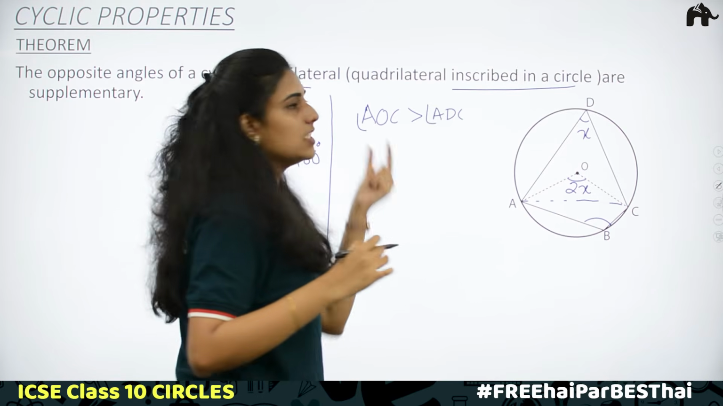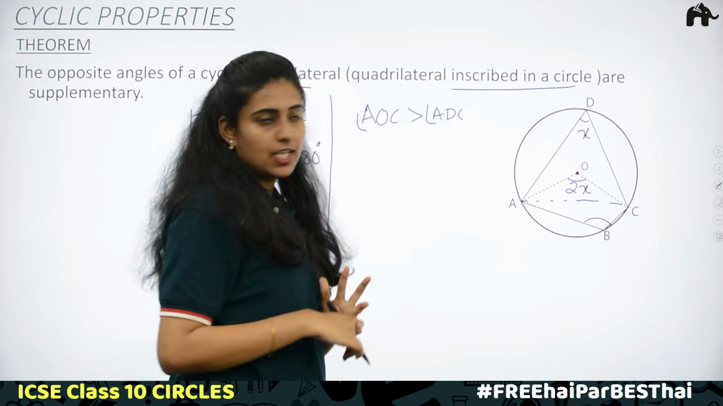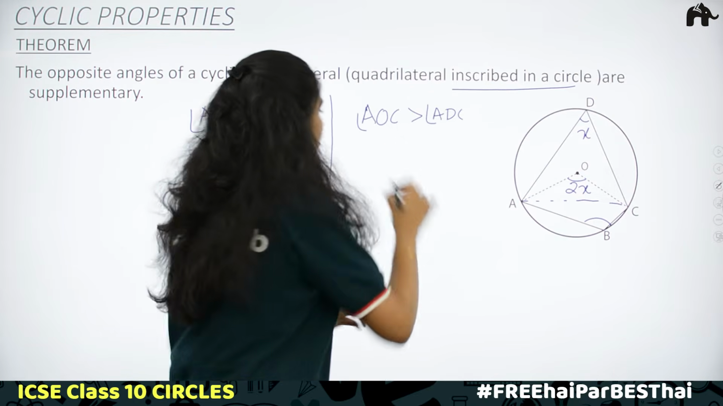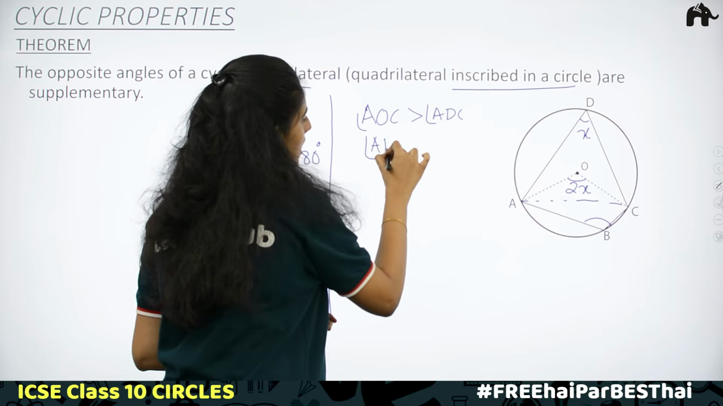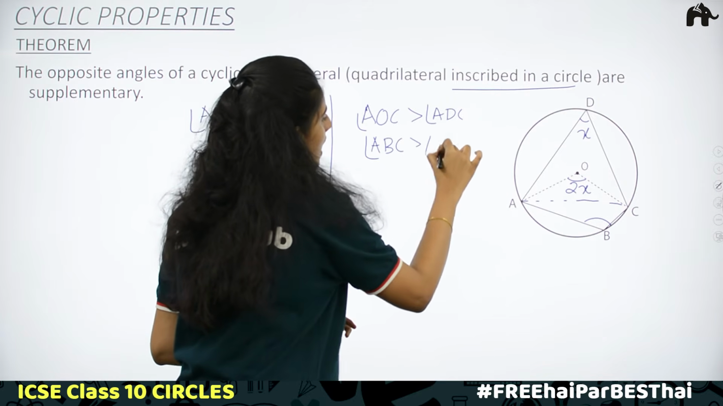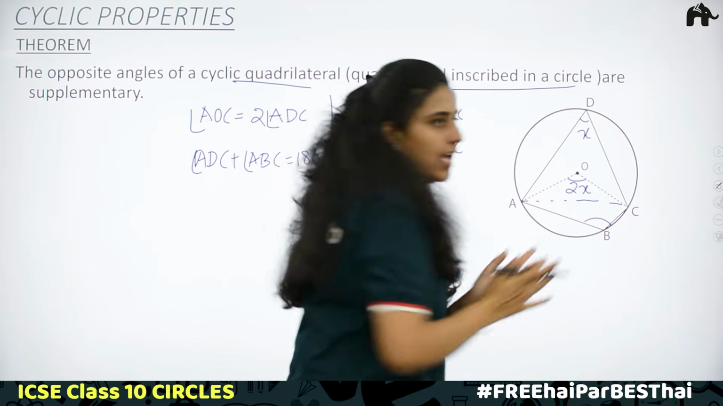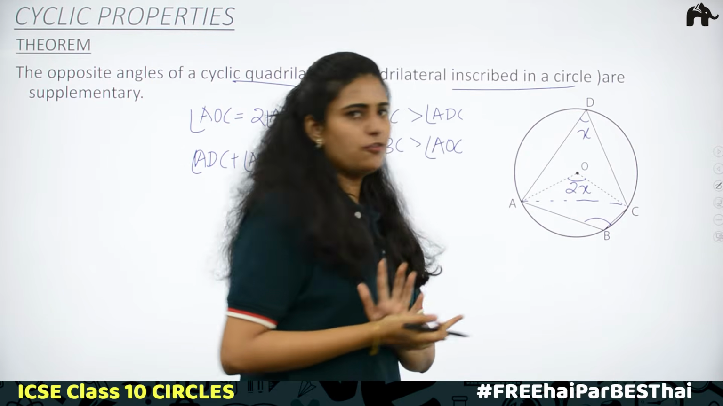ADC, because AOC is equal to 2 times ADC. Yes. What about ABC? From the figure it is clear that angle ABC will be greater than angle AOC. Yes, this is a bigger angle. Now, what is the measure of ABC?